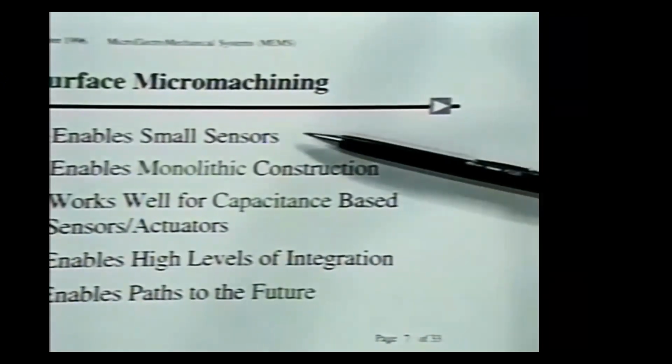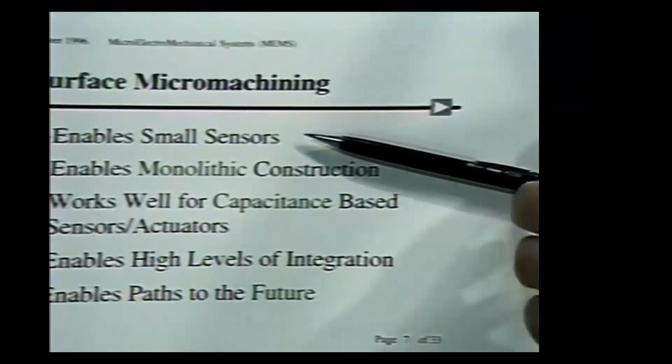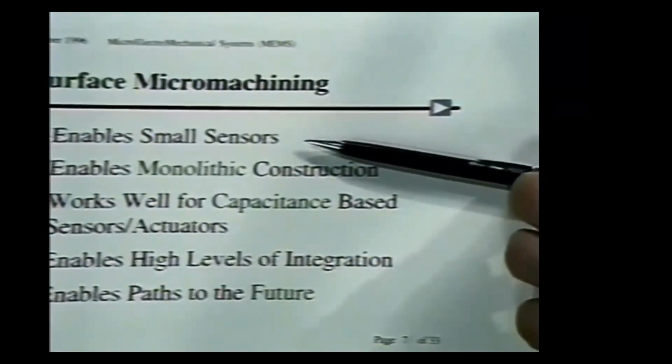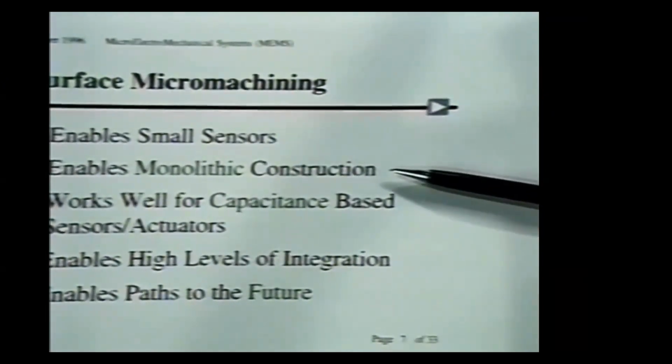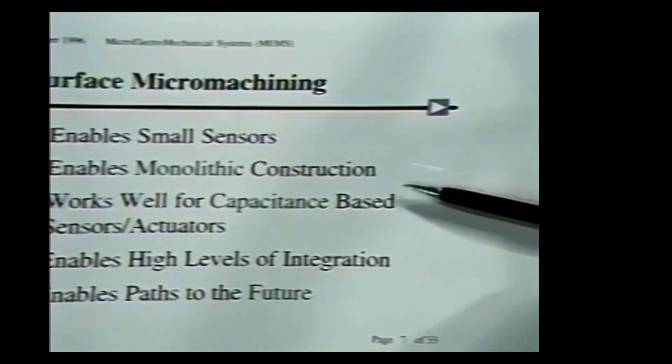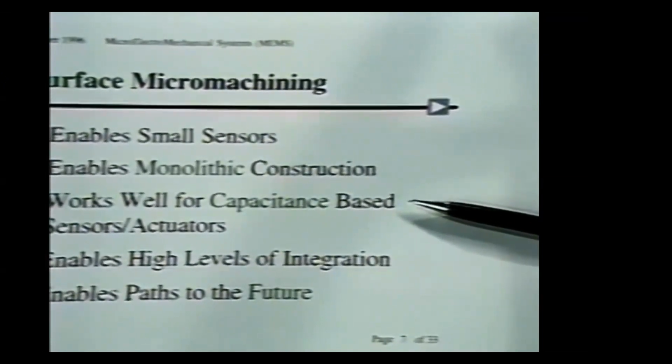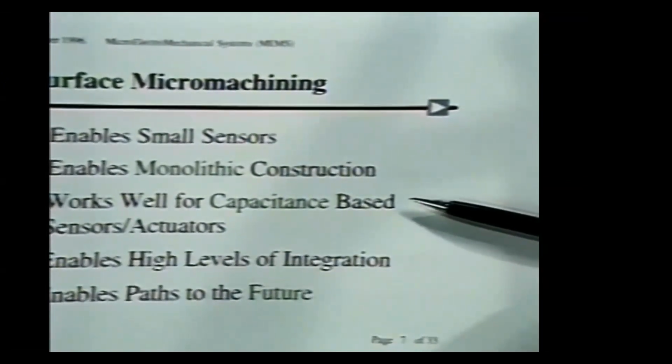So in summary about the choices, the choice of surface micromachining enables very small sensors whose characteristic dimensions are on the order of a few microns. It enables monolithic construction. The process integrates much more naturally into a single chip construction. Surface micromachining also works very well for capacitive-based sensors. So again, it fit with that overall scheme of things for both sensors, and less so for actuators.